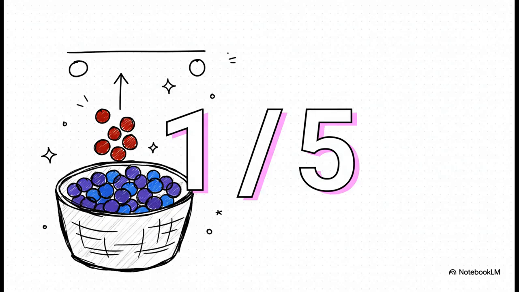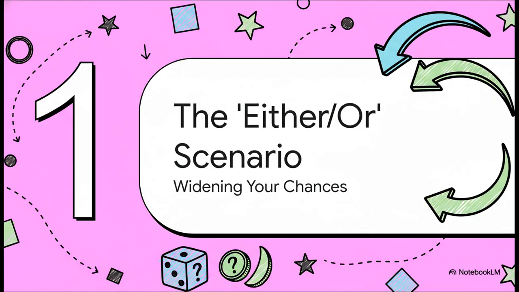It always works. Okay, so you've got the basics down. But the ACT loves to add little twists. So what happens when they give you more than one way to win? We call this the either-or scenario. And the great news is, this actually makes your chances of succeeding go way up.